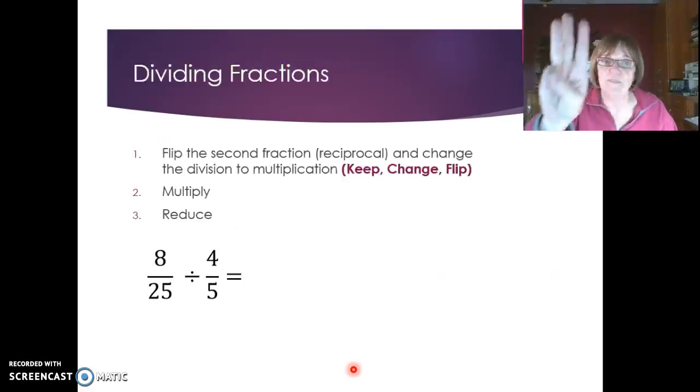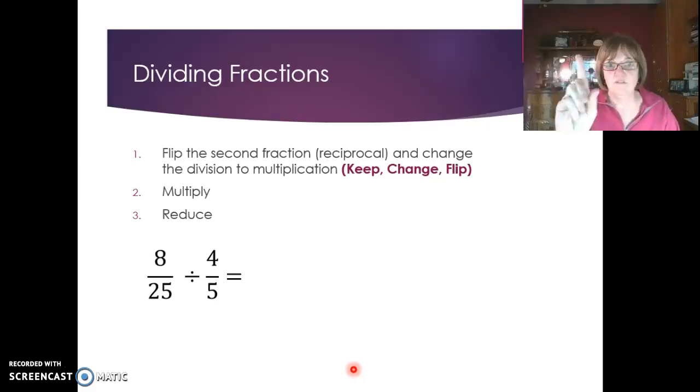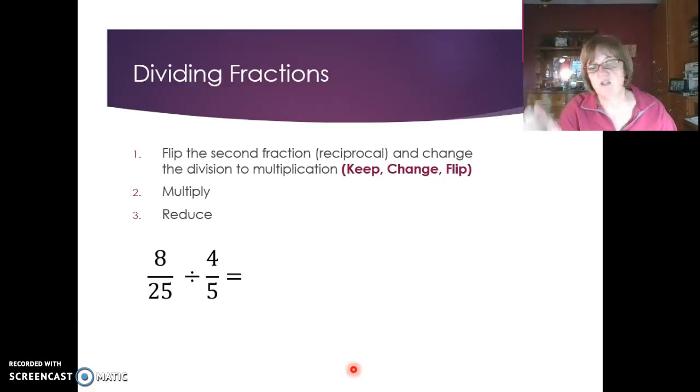So here's 3 steps. That's it. Flip the second fraction and change it to multiplication. So we keep, change, flip. That's 3 parts of number 1. Then we multiply, and then we reduce if we need to. We don't always have to do number 3. All right, so let's take a look at what happens here. Let me get my pen back.